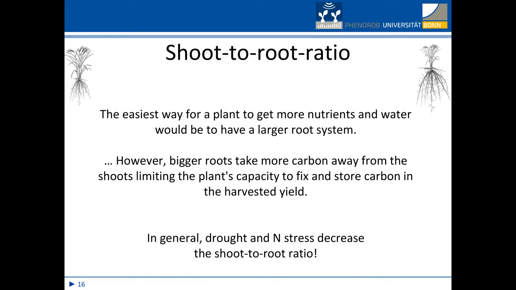However, bigger root systems take more carbon away from the shoots, and this limits the plant's capacity to fix and store carbon in the shoot and also in the harvested yield. This is obviously a trade-off.